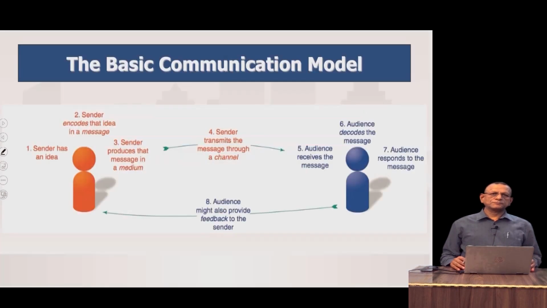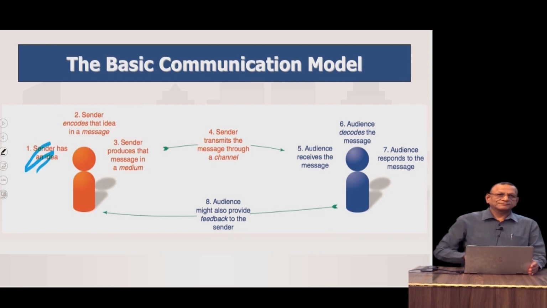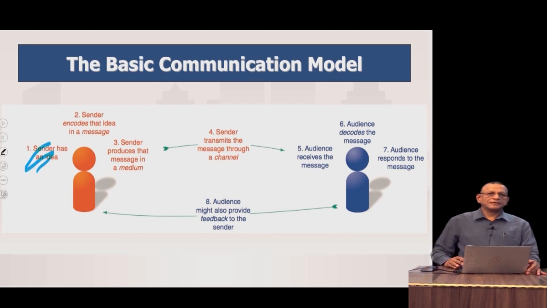What is this communication process? With the help of this diagram, we'll be able to understand communication process. The first thing which we have in front of us is the sender has an idea. Sender is having something in his mind and wants to share that thing with someone else. So the first step is sender is having an idea. Then the second thing is sender encodes that idea in a message. So now sender has converted this into a message.